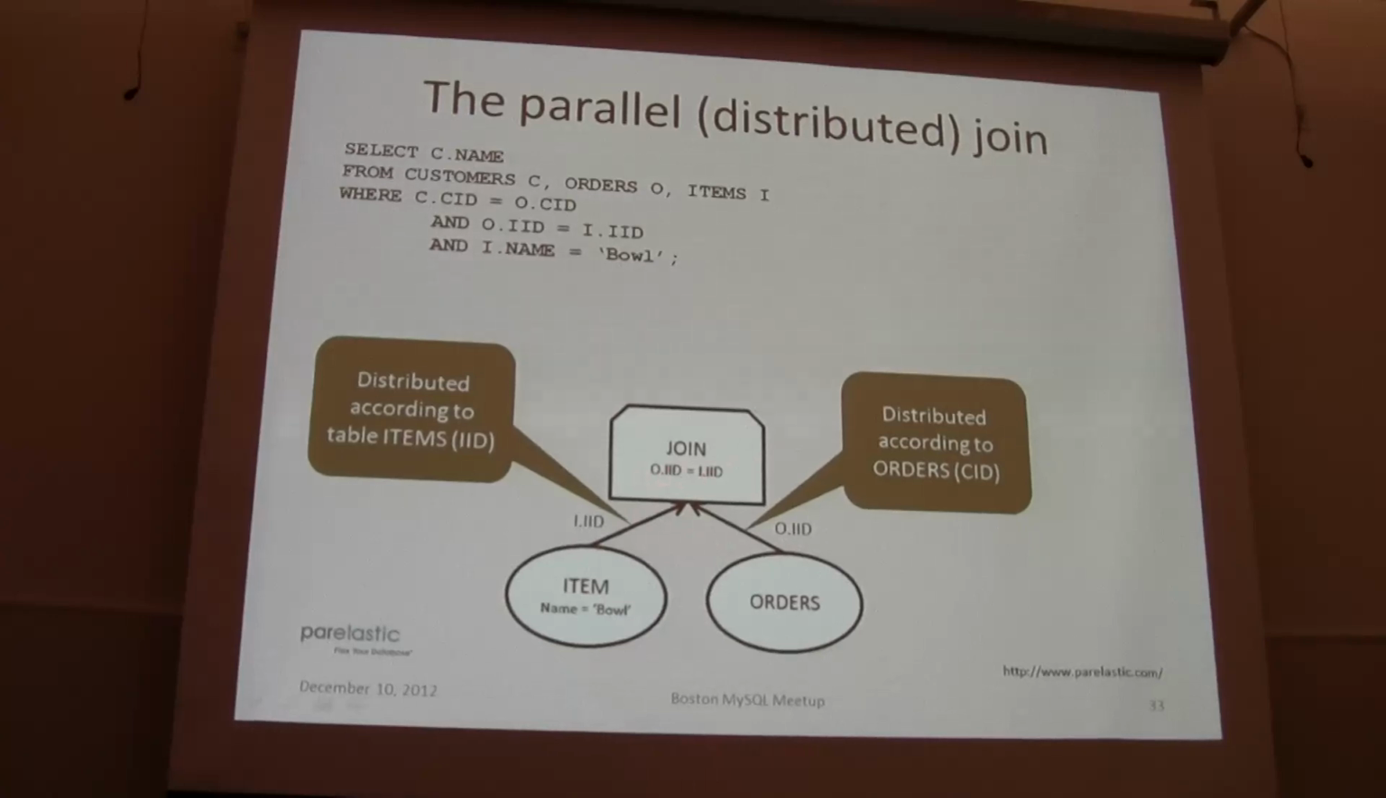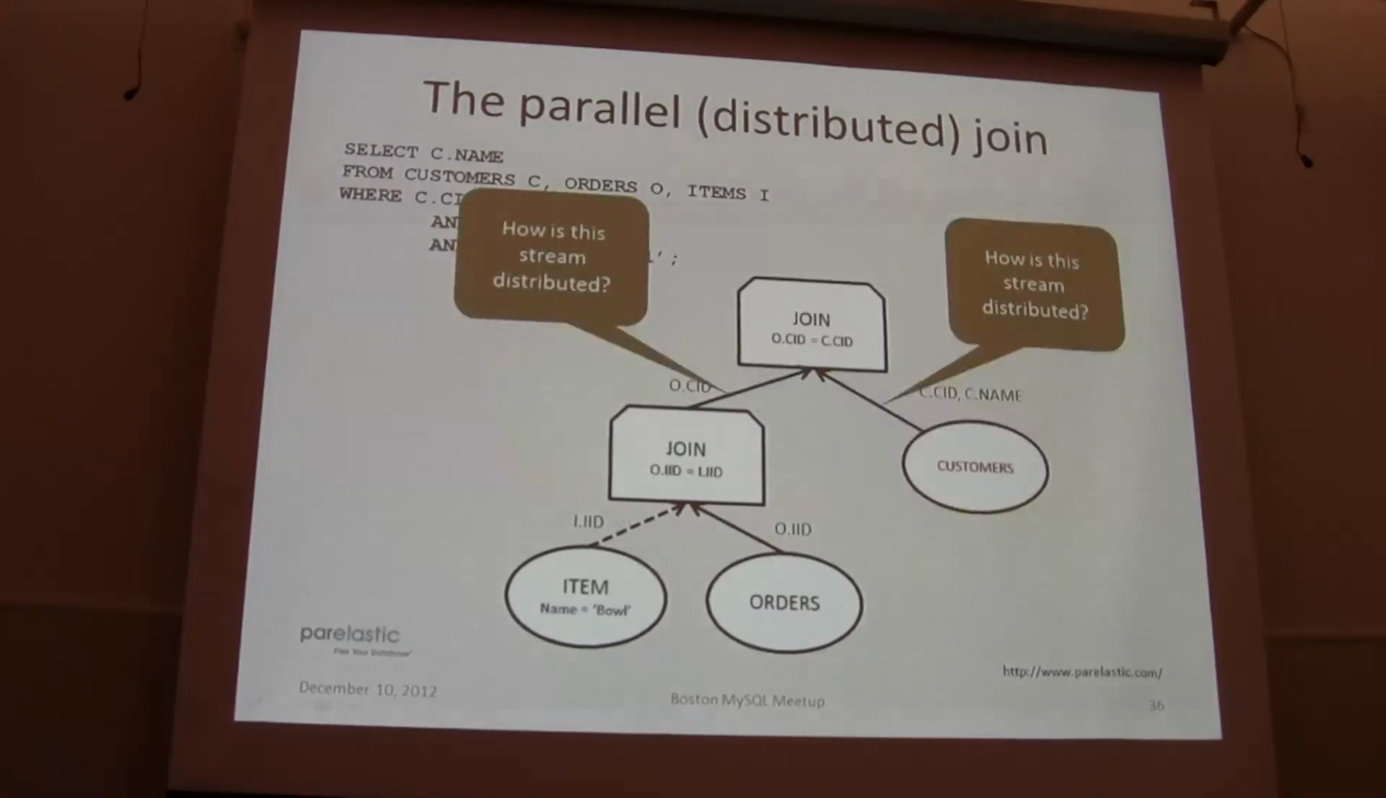So I want to join these two. What's the problem here? An item need not always be on the node where the order is. You can't just execute this join. You'll get partial results. So at the very least, you need to do something in order to make that join work. And in a parallel database, you either broadcast or you redistribute. In this case, I say broadcast. But for the purposes of this query, we will find all of the items with the name bowl, and we will send those to a place where you can execute the join.